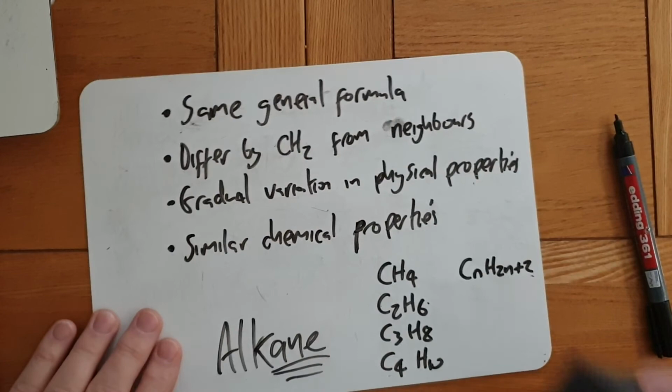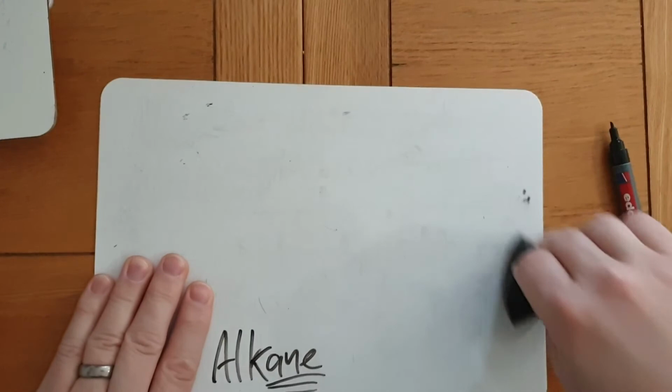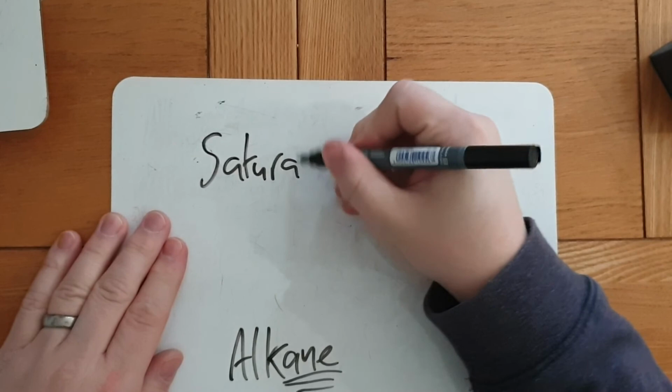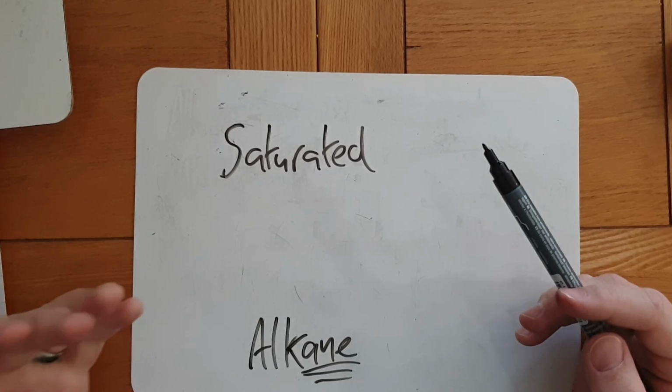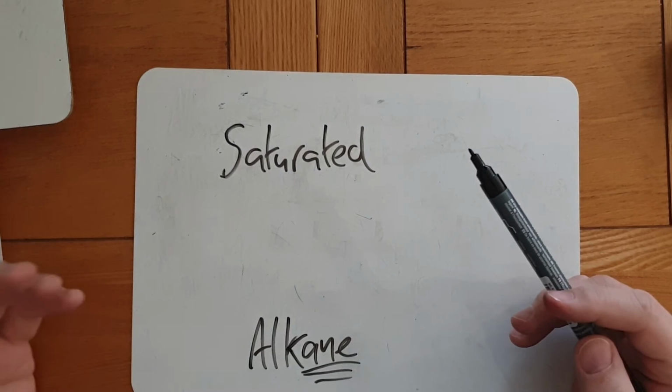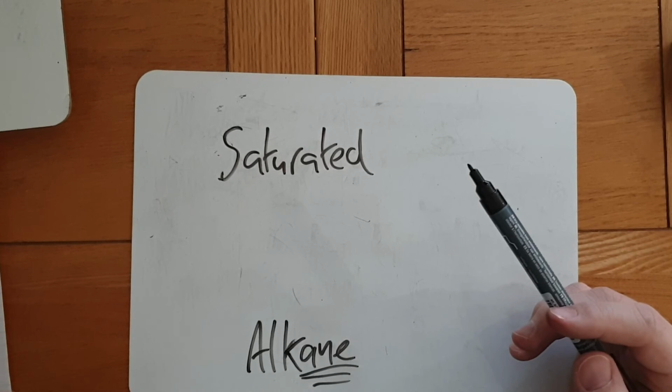The last thing I'm going to mention for alkanes, which is different when we look at the alkenes. Alkanes are saturated. And saturated means, if you talk about it in terms of a solution, a saturated solution, you can't dissolve any more stuff in it. If you're making a cup of tea at home and you try and put 25 sugars in it, eventually you get to a point where the water can't dissolve any more sugar, and so you just get the sugar left at the bottom because that solution is saturated.